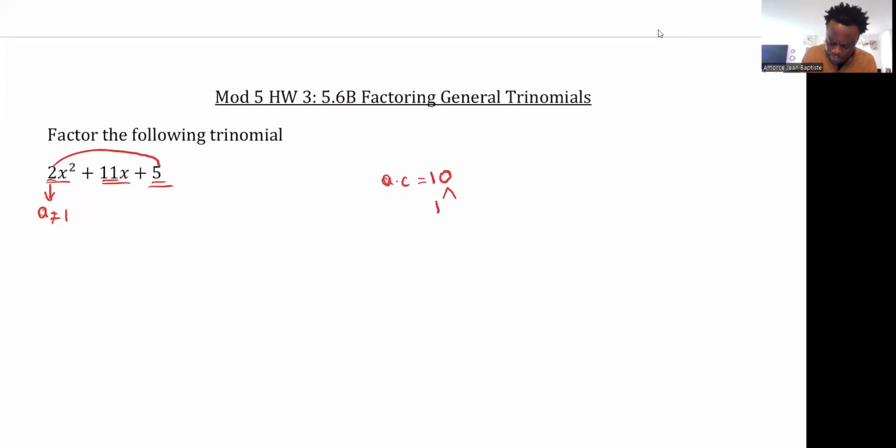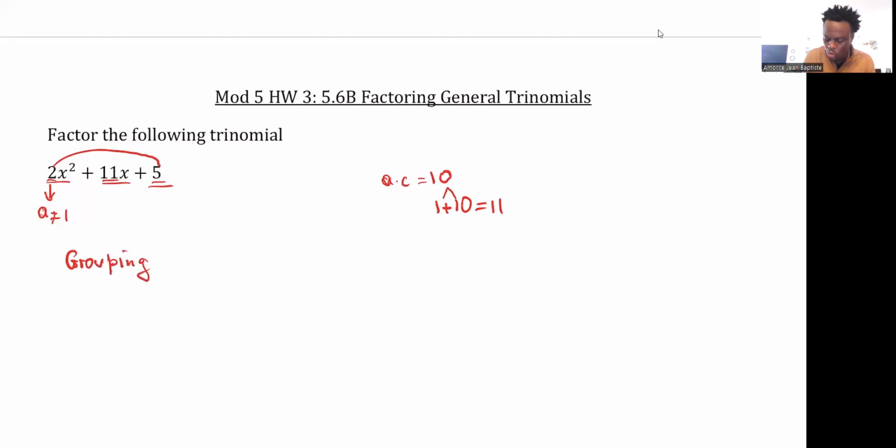In this case, 1 and 10 are the two numbers. You see 10 is also one of the factors, and when we add them, it equals 11, which is good. Then now we have the two factors. We have two ways to factor this expression. First, I'm going to use factoring by grouping.